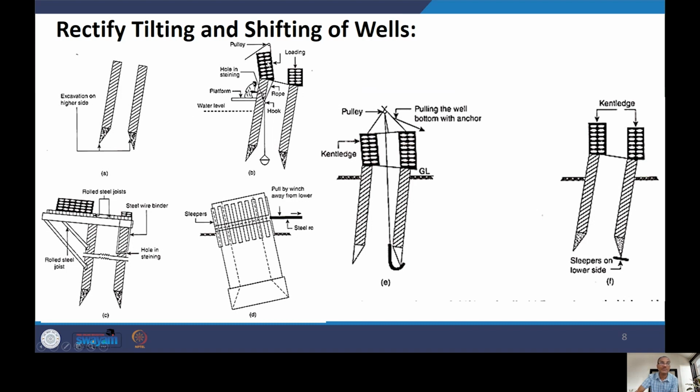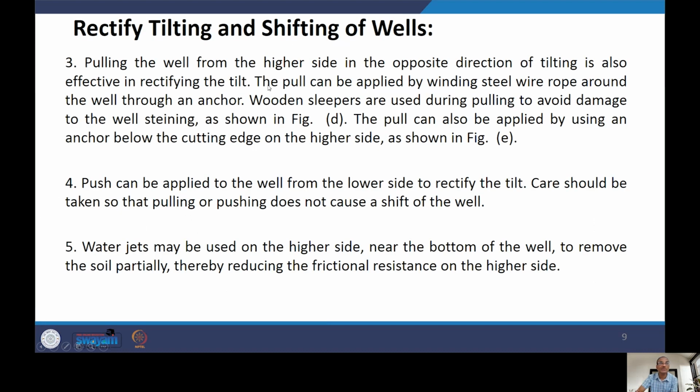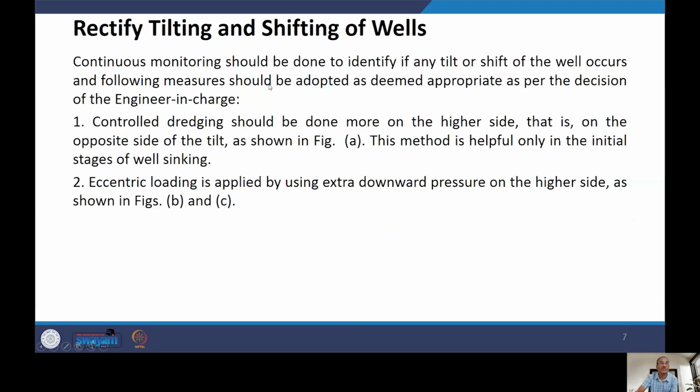The idea is that here you put some pulley and loading arrangement to try to bring the well in this direction. Then you have the rope and hook, and also a rolled steel joist. All these are there. So these are the means to correct the tilting. Sandbags are normally used here to apply the loads, or some jacks are applied here.